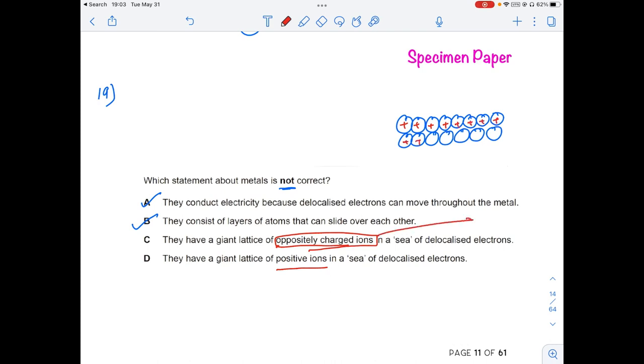If we are talking about ionic compounds, then we have to talk about oppositely charged ions. But we are not talking about ionic things, we are talking about metals. So option C is wrong. Option C is wrong, so option D is correct. What is he asking? In the question he is asking which option is wrong. So option C is wrong and A, B, D are correct. So that's going to be the answer.